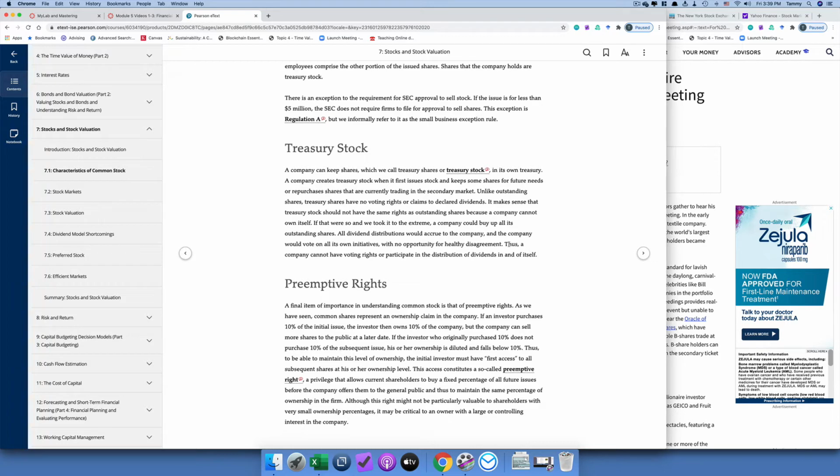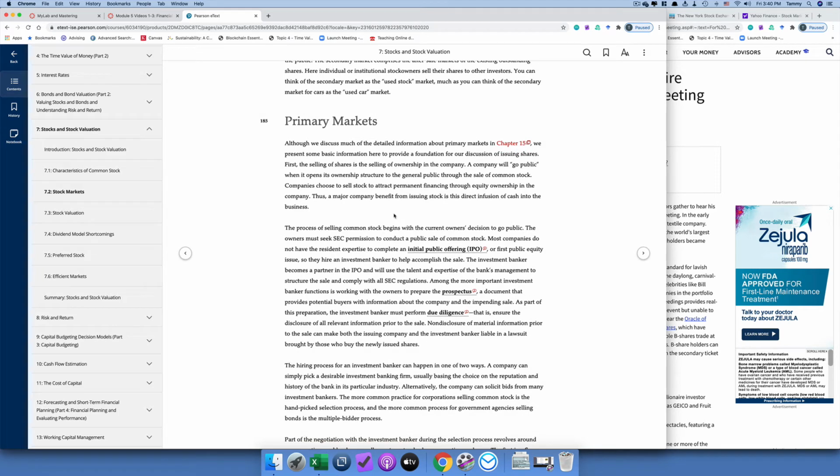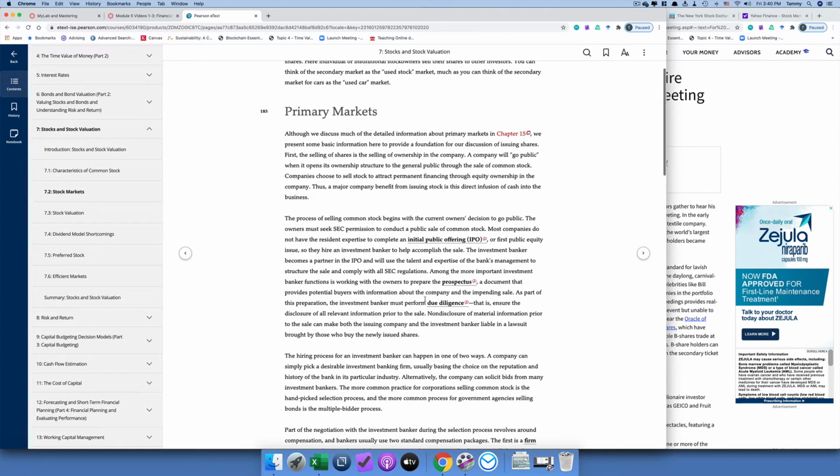So that was just sort of a glossary of some terms, right? The next section discusses markets. Right, so when you talk about a primary market, what you're talking about is the initial public offering. So the process of selling stock begins with an initial public offering, and this section goes into how you hire an investment banker.